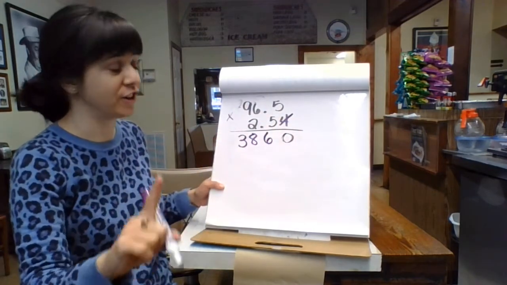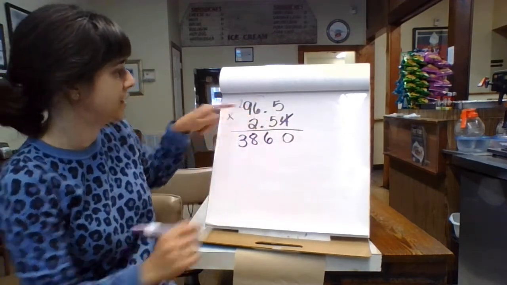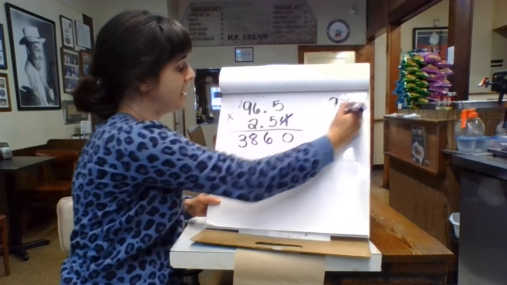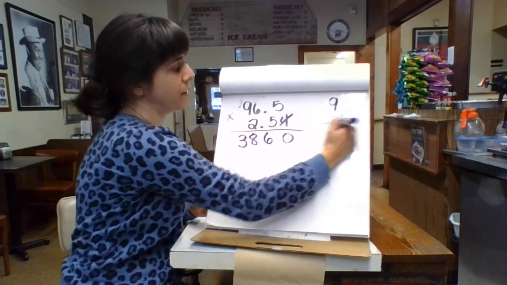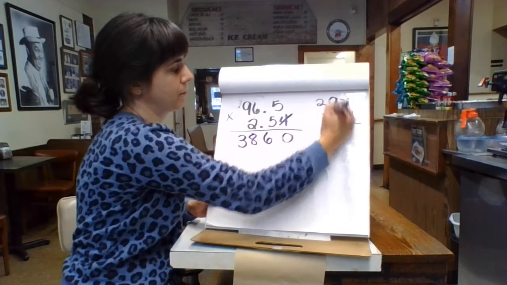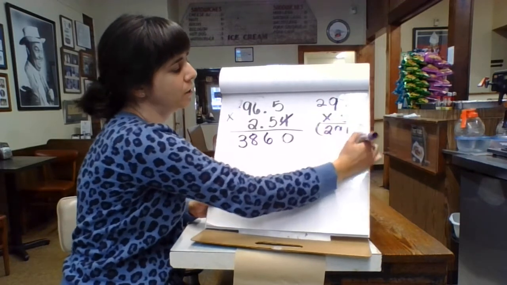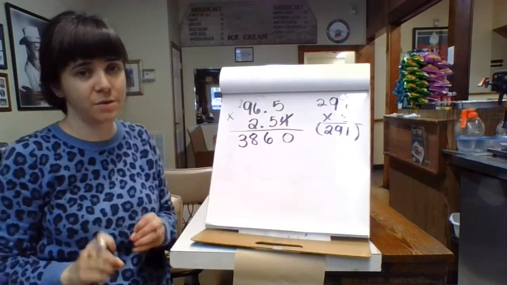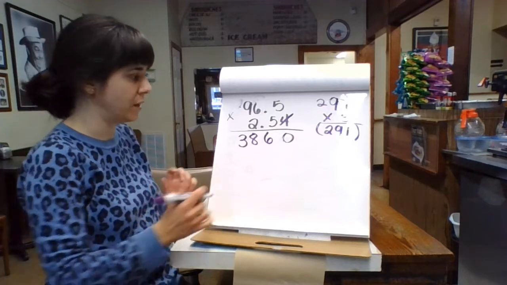I need to estimate first. I forgot to do that. So if I round this up, that would be 97. And if I round this up, that would be 3. Okay, so it should be close to 291. It's not going to be super, super close, but it'll be pretty close.